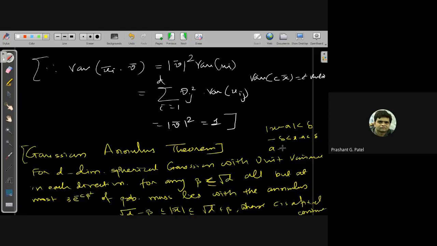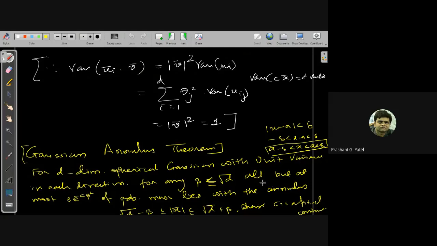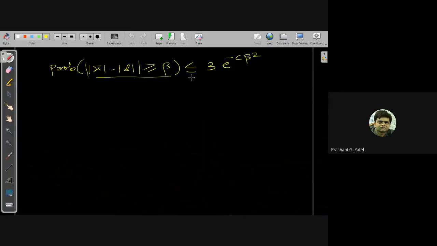So if I add them, it is a minus delta less than x minus a plus delta. So that's why, due to this, these are the things we have given here. Here a is square root of d, delta is beta, which we have. So that's why this quantity we can write into this form. And it's saying that for each beta, all but at most this much probability mass lies within this, so the probability that it is outside that annulus is less than or equal to this much.